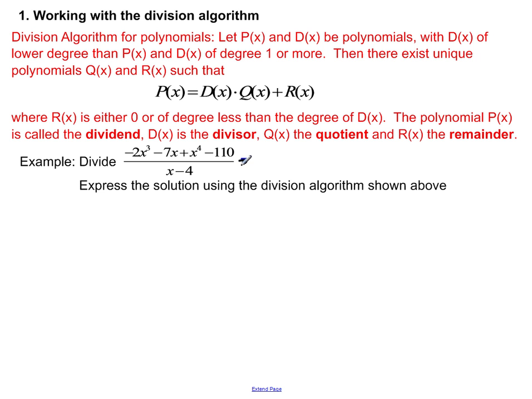the polynomial x to the fourth minus 2x cubed minus 7x minus 110 in descending order divided by x minus 4. And in this case, we would be saying that we're taking the dividend, p of x, and dividing it by our divisor, d of x, right here.